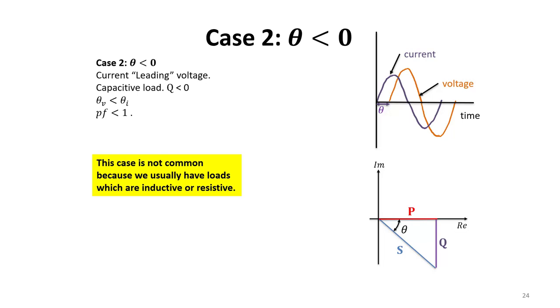In our second case, this is our leading case, where our voltage phase angle is less than the current phase angle. So again, we say that our current is leading the voltage, and our load is capacitive, meaning the net behavior is like that of a capacitor. Because our voltage phase angle is less than the current phase angle, we end up with a negative Q value. As shown in our phasor diagram, the imaginary component is negative.